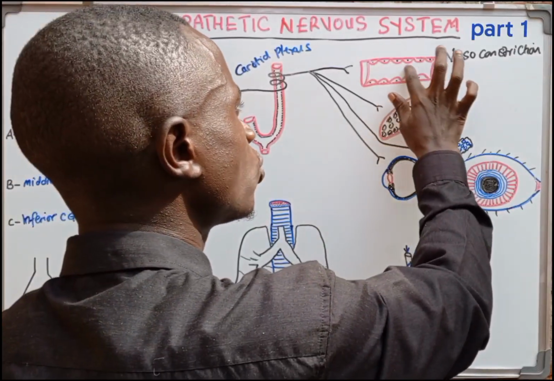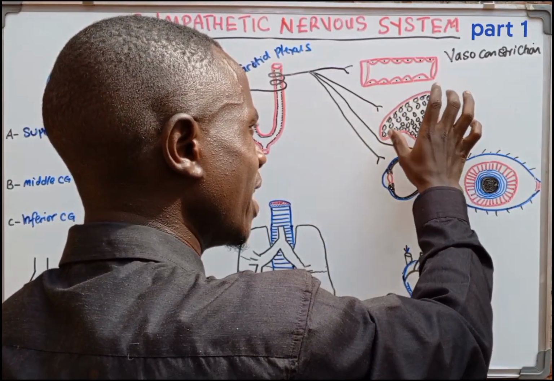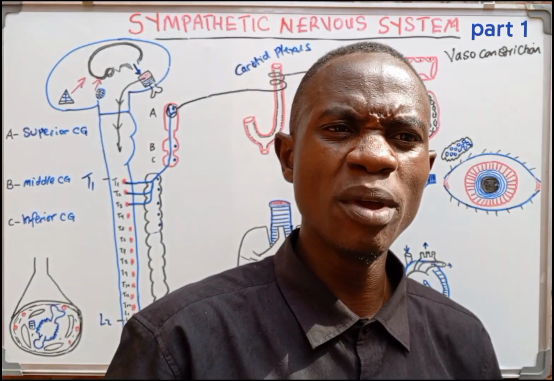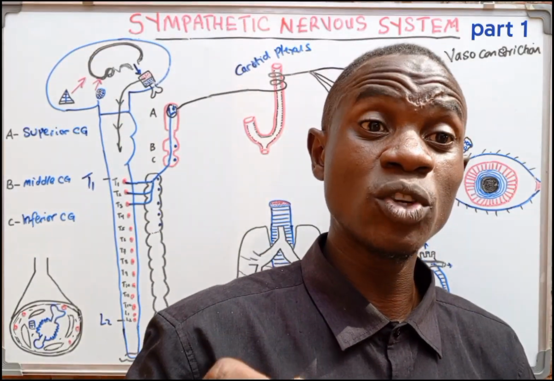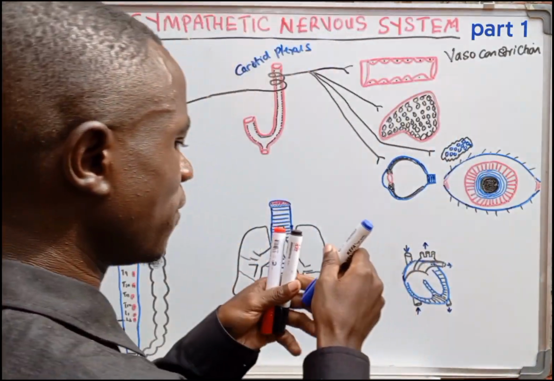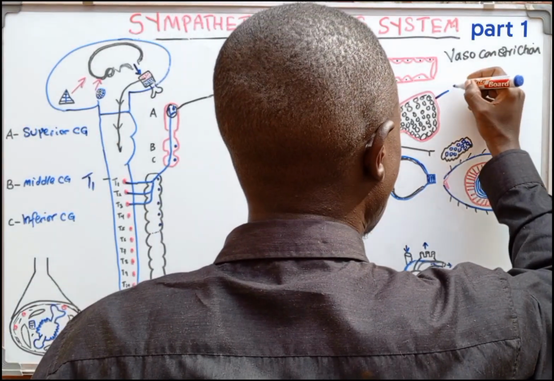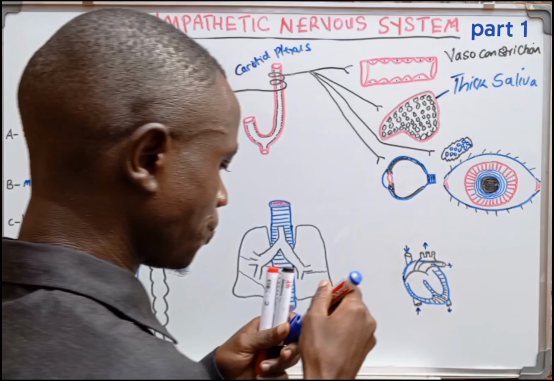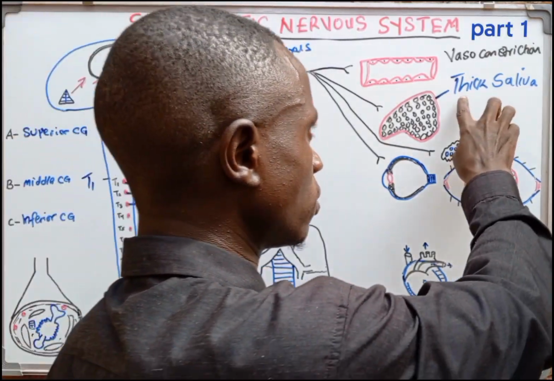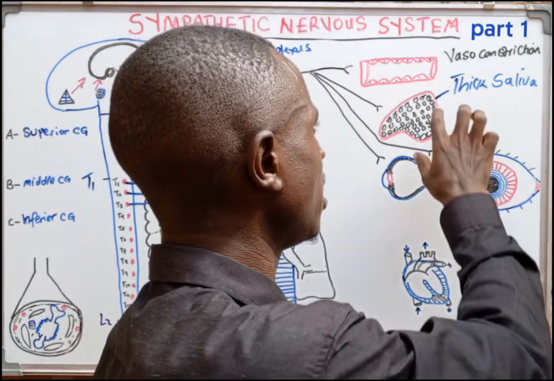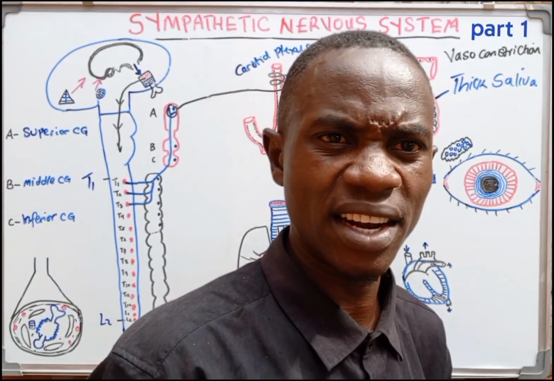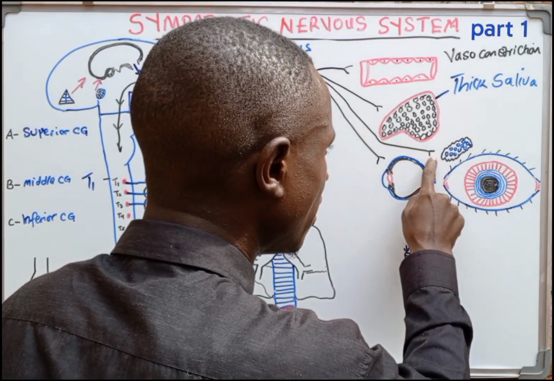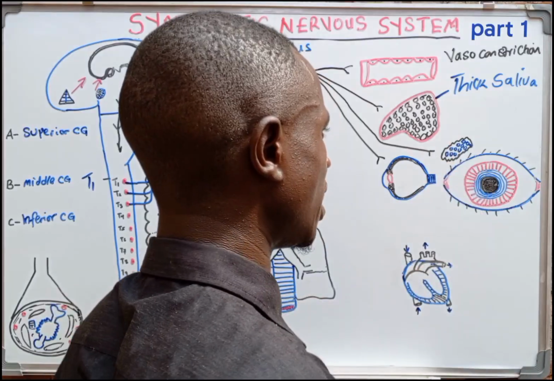Now, if we have constricted these blood vessels supplying the salivary glands, that means the saliva is going to be more thick. So if saliva is to be produced, you're going to have thick saliva. Okay, that's going to be the effect on the salivary glands, generally on all of them. Okay, so now how about the norepinephrine which is going to be released on the lacrimal glands?